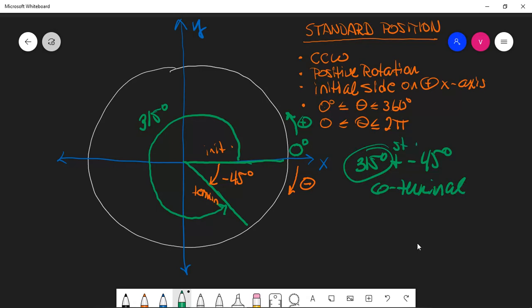Okay. Let's try another angle right here. Let's go and do another concept right here. I'm going to erase some of this again.